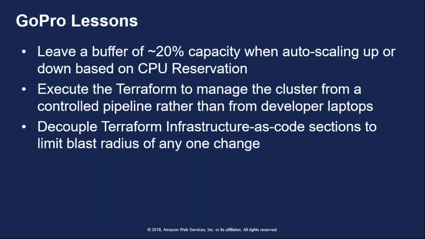Last thing, I think one of the lessons they learned was to decouple the Terraform infrastructure as code sections to limit the blast radius. This is extremely important. You should always try to isolate failure zones so that if there is one failure, it should not bring down the whole application. Even if it might lead to your application running in a degraded mode for some time, there will be no complete failure, and you can go and repair your failure. So restricting the blast radius to a small change is extremely important.